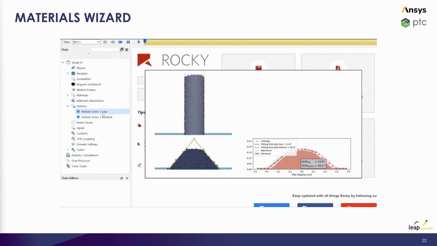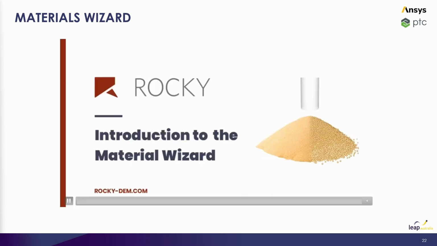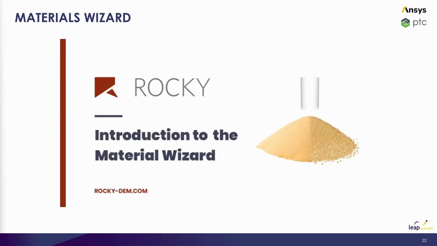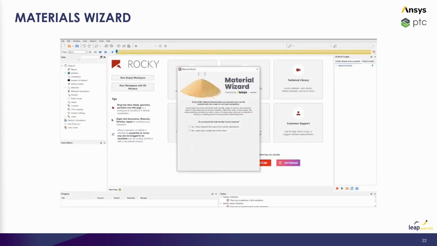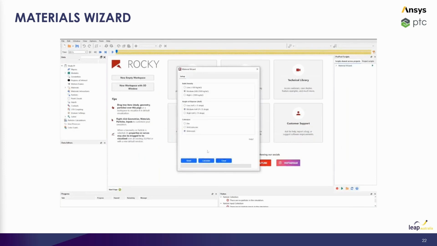It's important to know that the current materials wizard database was generated considering only spherical particles with the size distribution normally distributed with a mean of 25 mm and standard deviation of 2.5 mm. So it does not include data for other particle shapes or sizes, but more and more features and more data are being added to this materials wizard each release.